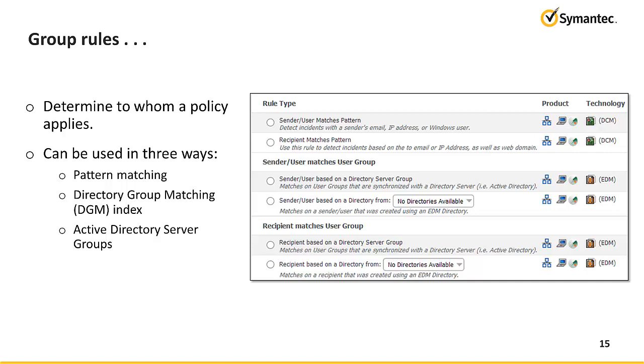Group rules use conditions to identify the users, groups, message senders, and message recipients to whom a policy applies.